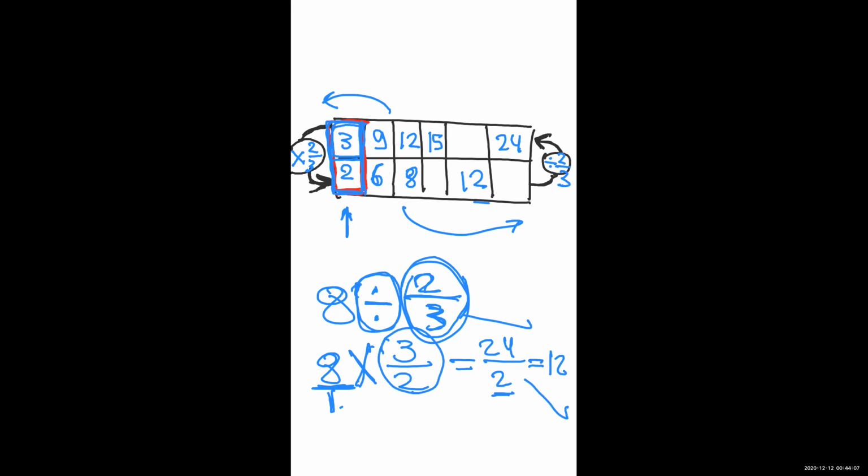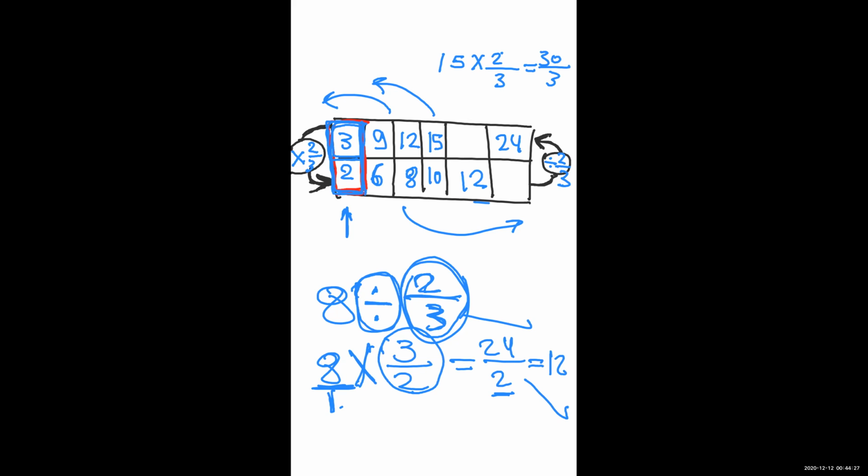Okay, great. Then the next number, it's 15. 15 times 2 over 3, so it will equal 30 over 3, which is equal to 10. Now, 12 divided by 2 over 3.